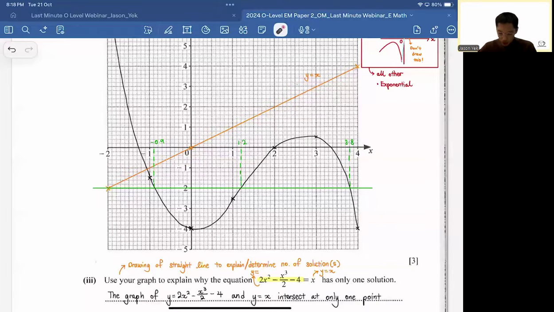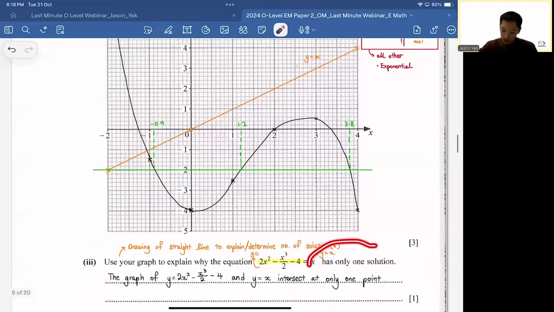Okay, and in this case, you are only required to answer that it has only one solution, so that's where the intersection comes in. So this is a common style of question that can come about. We are drawing a straight line to determine the number of solutions over here.